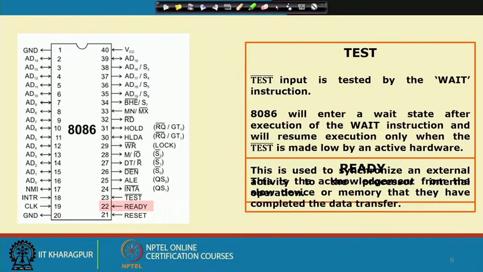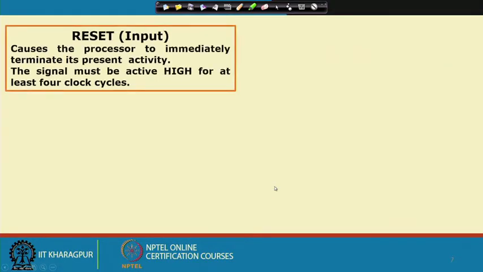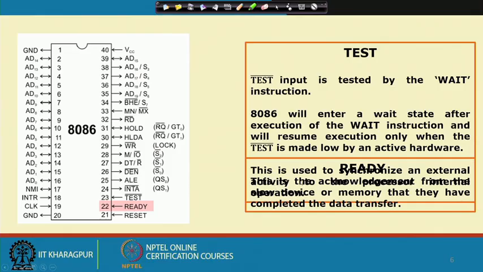In that case, the processor 8086 has a special instruction called wait, and what this wait instruction does is that it suspends the operation of the processor till this test bar line is made low. So, 8086 will enter into a wait state after execution of this wait instruction, and will resume execution only when test bar is made low by some active hardware. Then there is a ready signal.